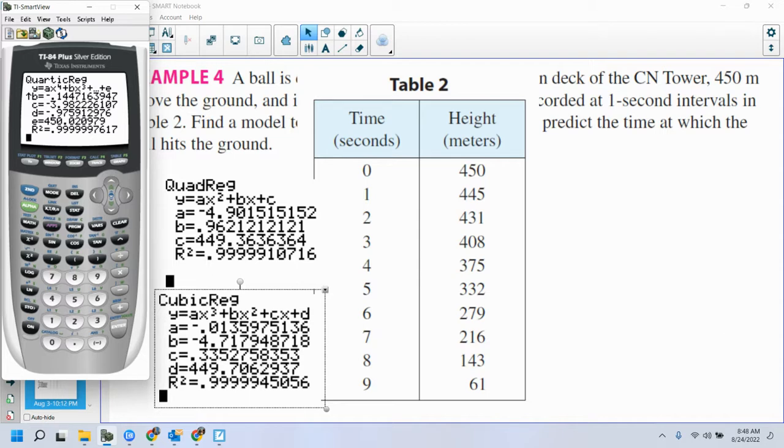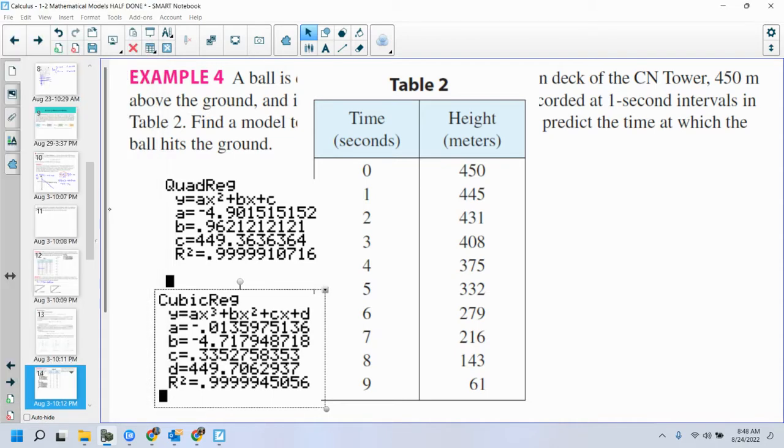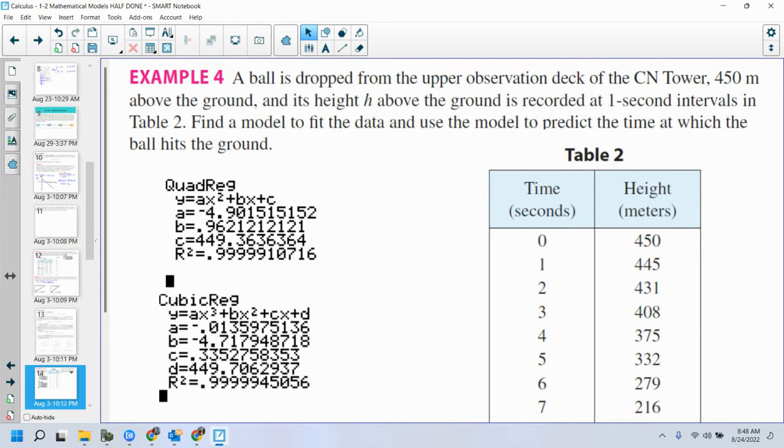The interesting point about this is if I run any of these regressions and answer the questions based on this, the numbers that I get in the end, like the final question here, predict the time at which the ball hits the ground, it's going to be probably very similar no matter what regression I use.